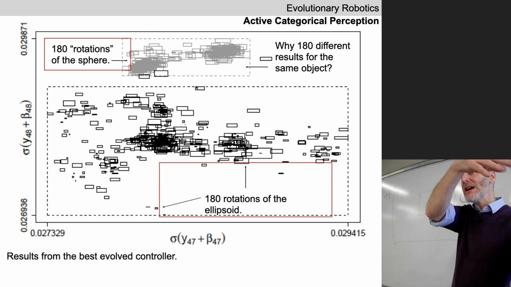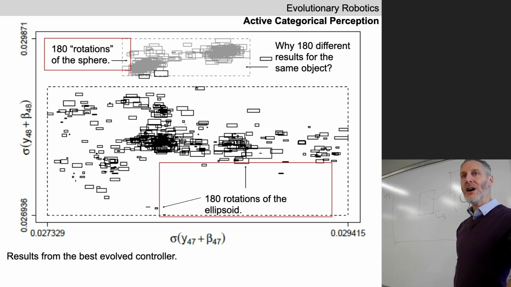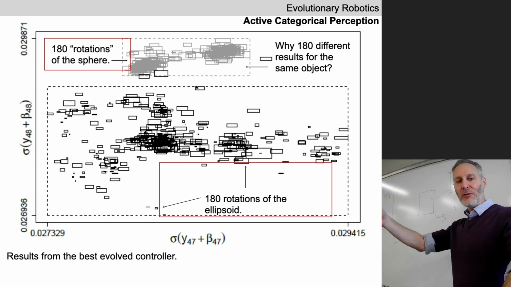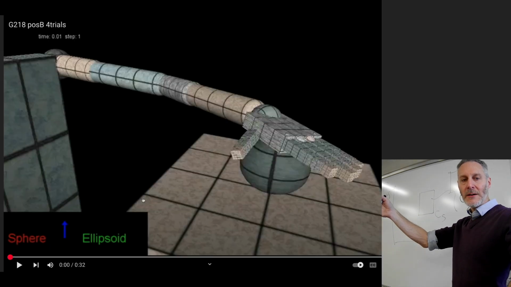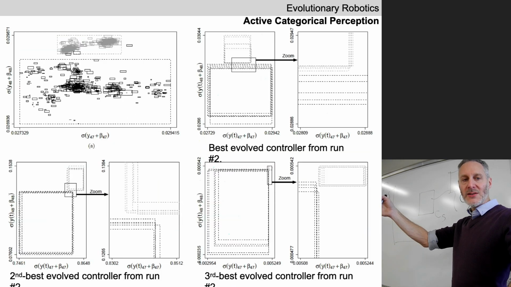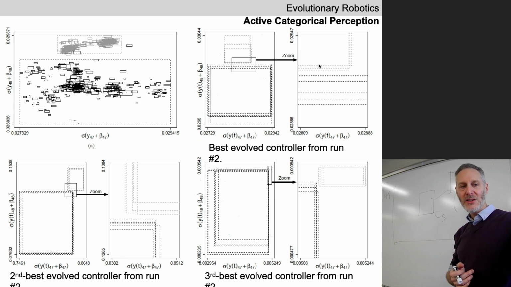They rewound the evolutionary tape. They started with a new population of random CTRNNs, evolved the robot against this fitness function again, and in this case, they got this result. Here's the sphere bounding boxes, and here's the ellipsoid bounding boxes, which are close, but there's still a little bit of a gap between them.